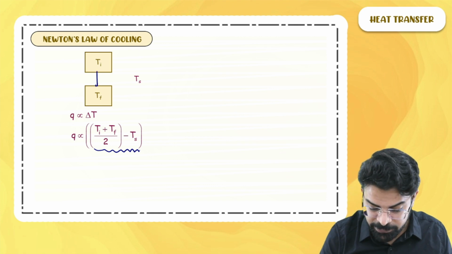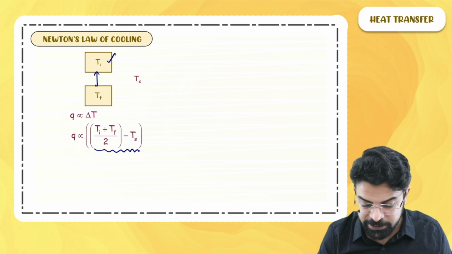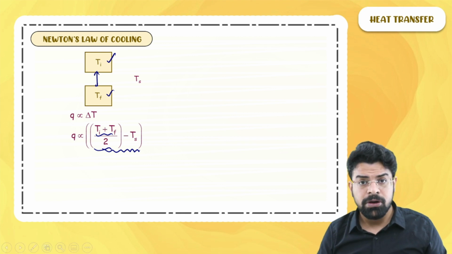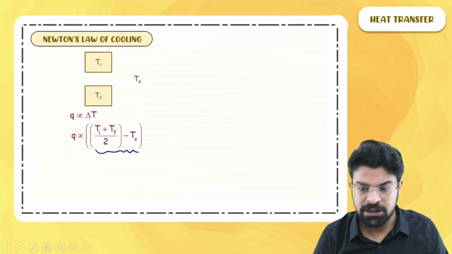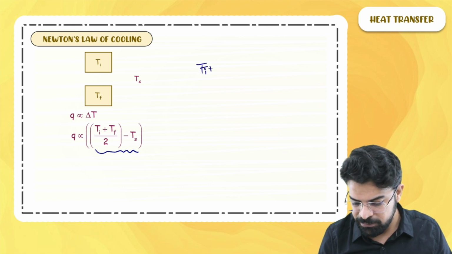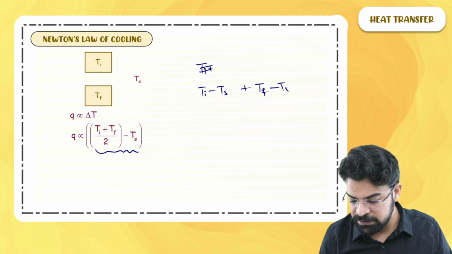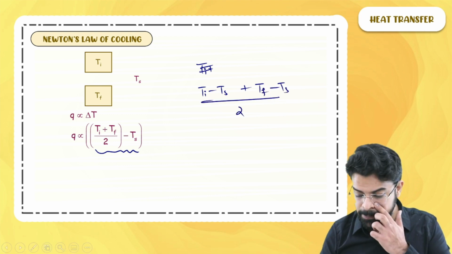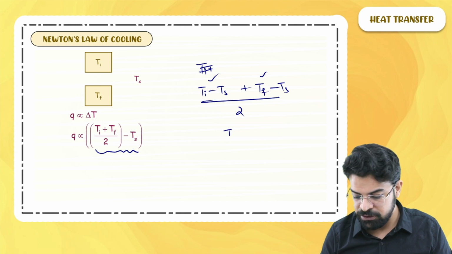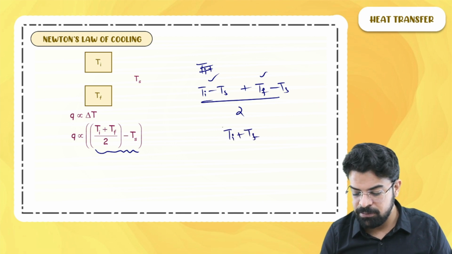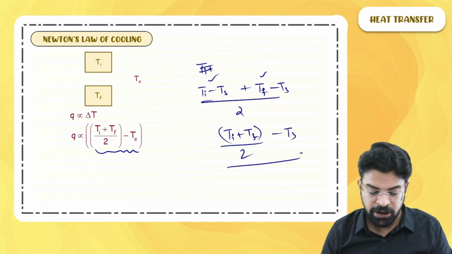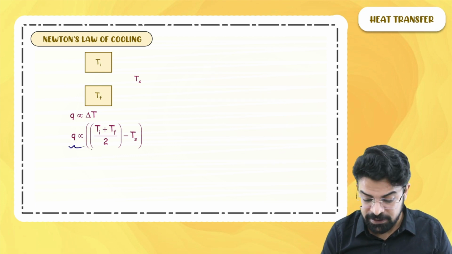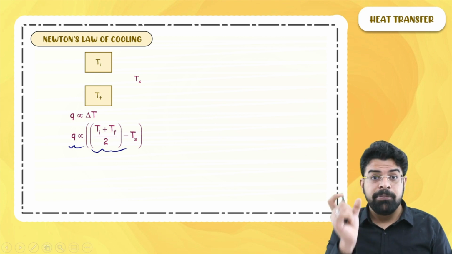The average temperature of this body will be initial temperature plus final temperature by 2, minus the temperature of the surrounding. So this is the average temperature difference. You just did (Ti minus Ts) plus (Tf minus Ts) by 2. Same thing, right? Take Ti and Tf together. So you get (Ti plus Tf) by 2, the average of the initial and final temperature of the body, minus 2Ts by 2, that is minus Ts. Okay, so the rate of heat flow is directly proportional to the average temperature difference.